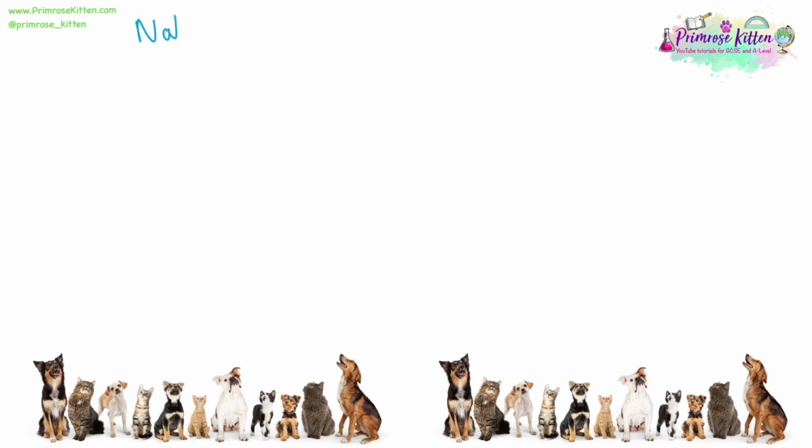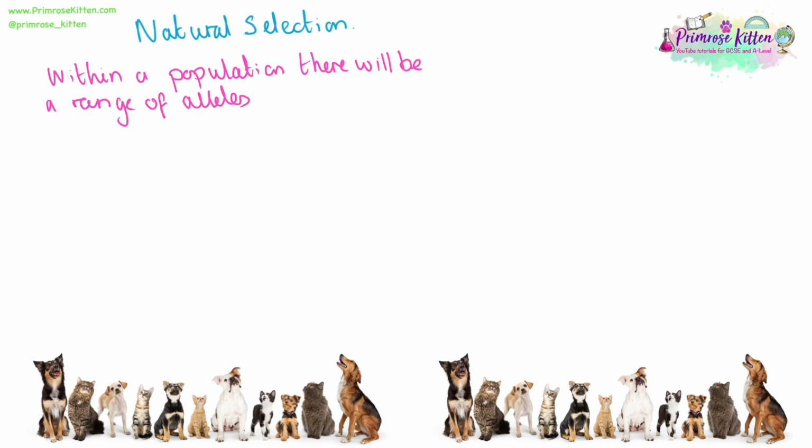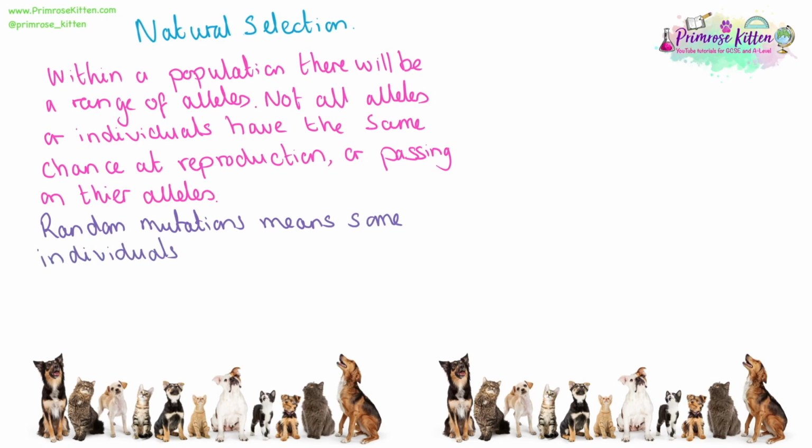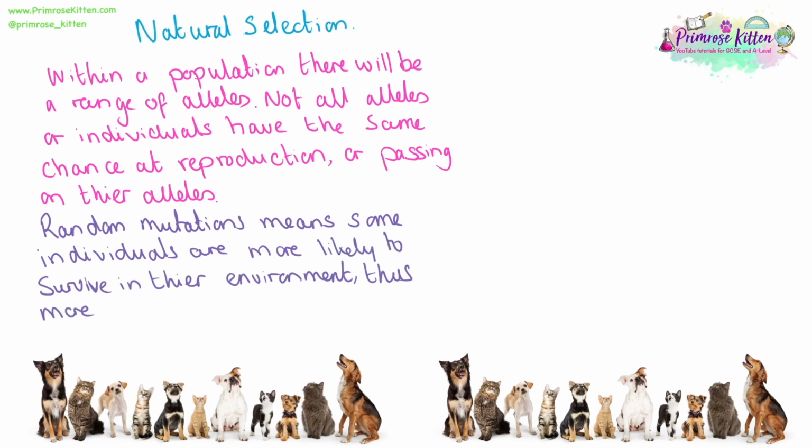The theory of evolution and natural selection explains why we have so many different types of pets and other things. Within any population, there will be a range of alleles. Not all of the alleles or individuals have the same chance of reproduction or of passing on their alleles to the next generation. Random mutations mean that some individuals are more likely to survive in their environment and thus more likely to reproduce and pass on their genes.